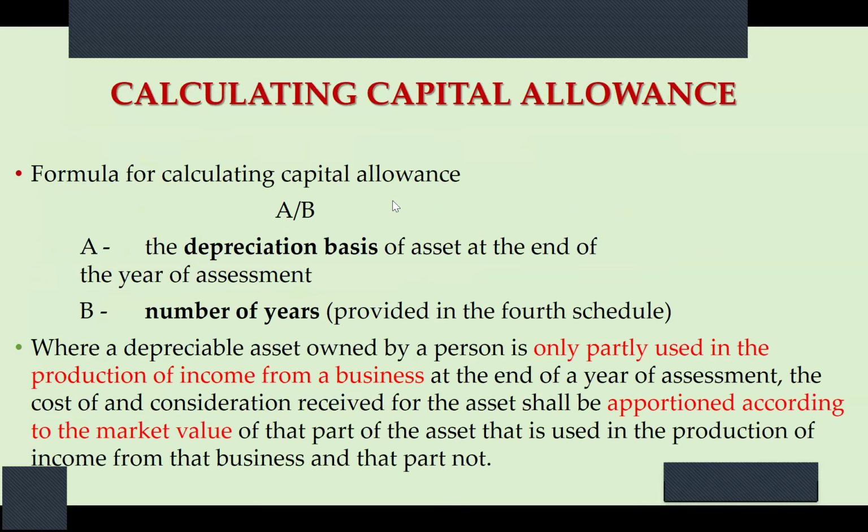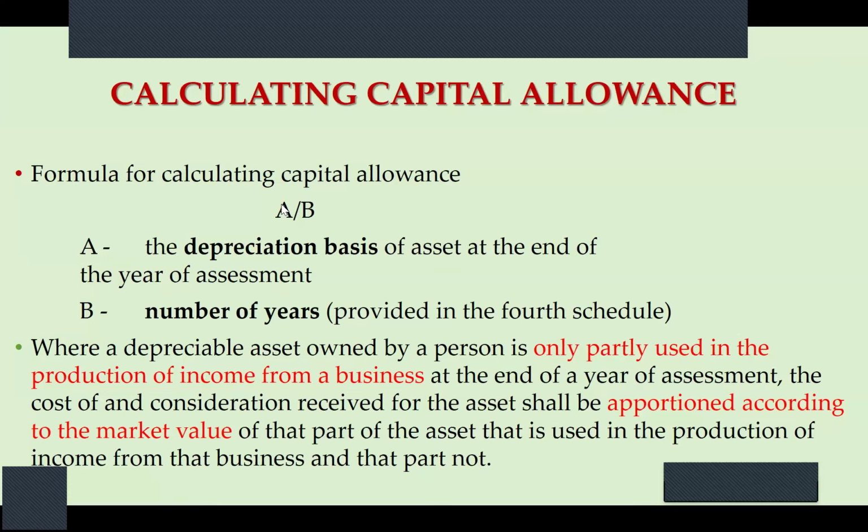Then this is the straight line method that we should calculate capital allowances, and the formula for calculating capital allowances: A divided by B. A means depreciation basis. Depreciation basis means the cost or the written down value. Then B is the number of years provided in the fourth schedule. So if we are considering the first year of assessment, then the cost is equal to A. Then the number of years equals 5. Then we can calculate written down value by deducting that calculated depreciated amount from the cost. Then we have written down value.